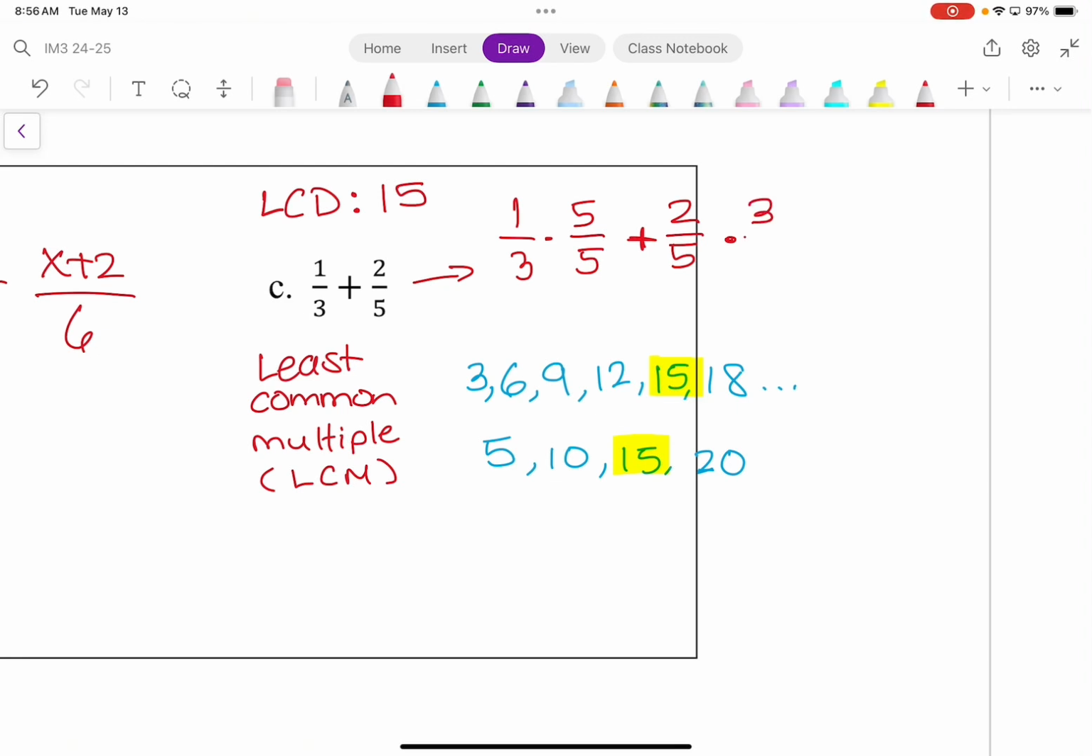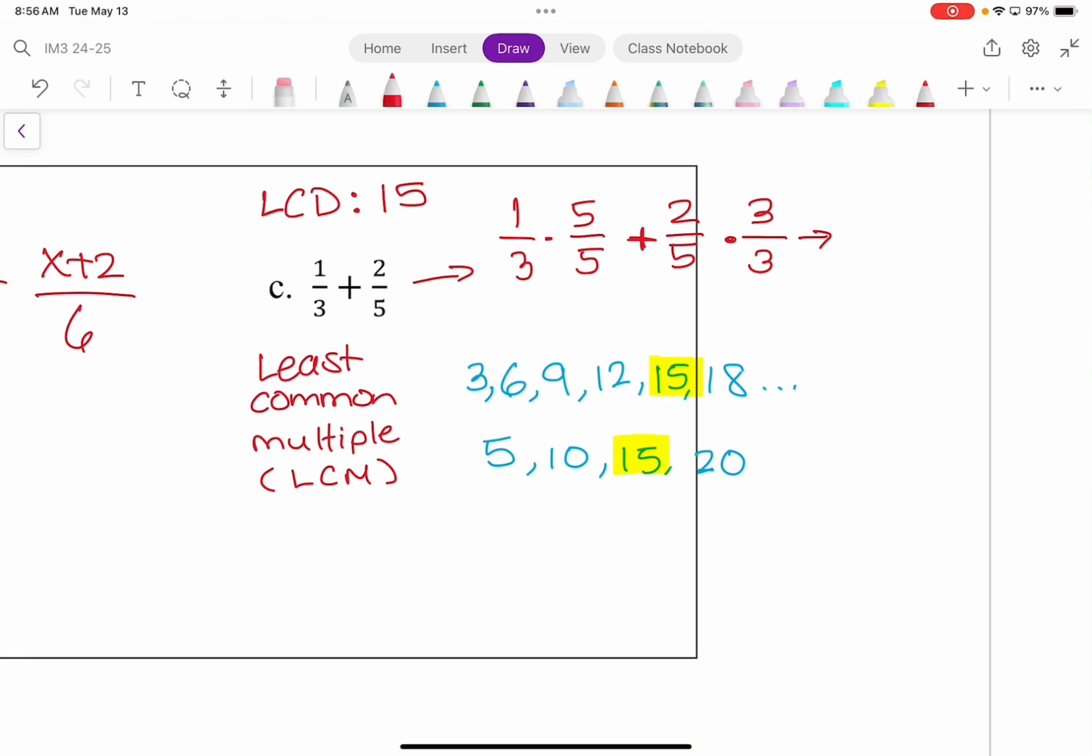5 times 3. So we're going to multiply this by 3 over 3. Okay? Now, I'm not making math up. I'm not making stuff up right here. 5 over 5 is equal to 1. So technically, I'm not changing anything. 3 over 3 is equal to 1. So really, I'm not changing anything. The goal of this is equivalent fractions.